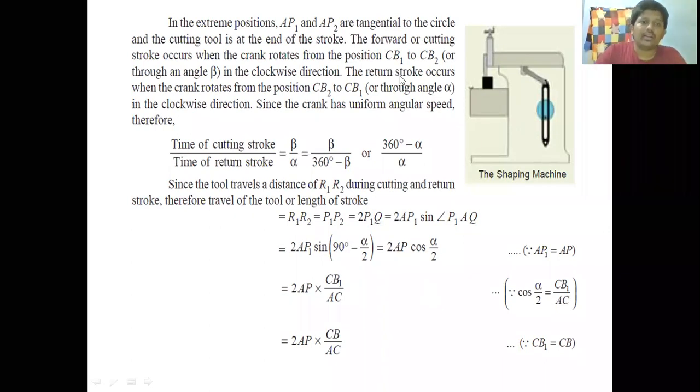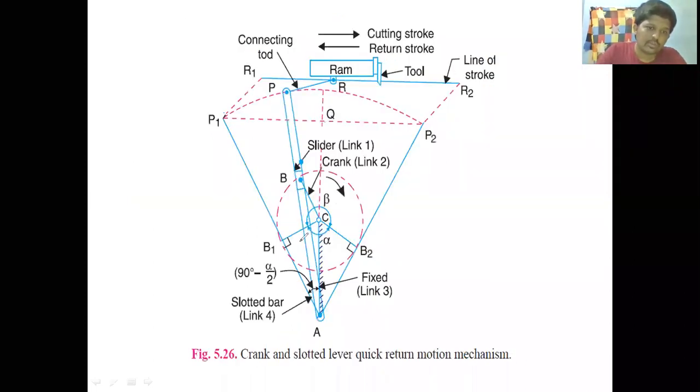Here is an angle P1A, this is our Q. We need this angle, okay? What is this angle? Now you see here B2 to B1 is alpha, this is beta, but we need this angle. This is obviously the 90 degrees part. Now what can this be? Now this is 90 minus alpha by 2.